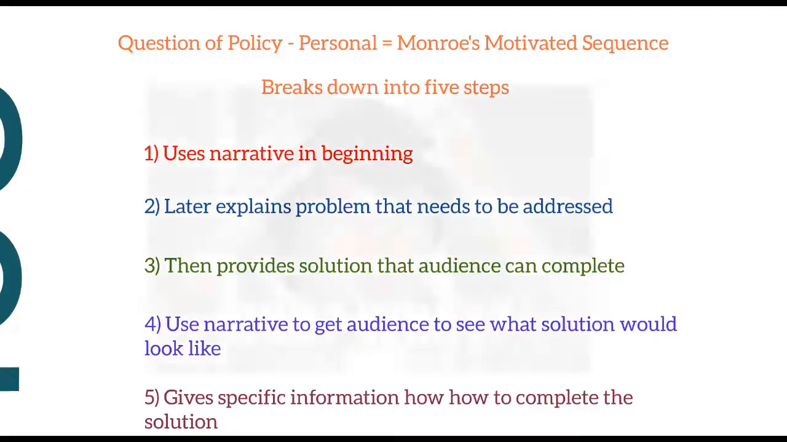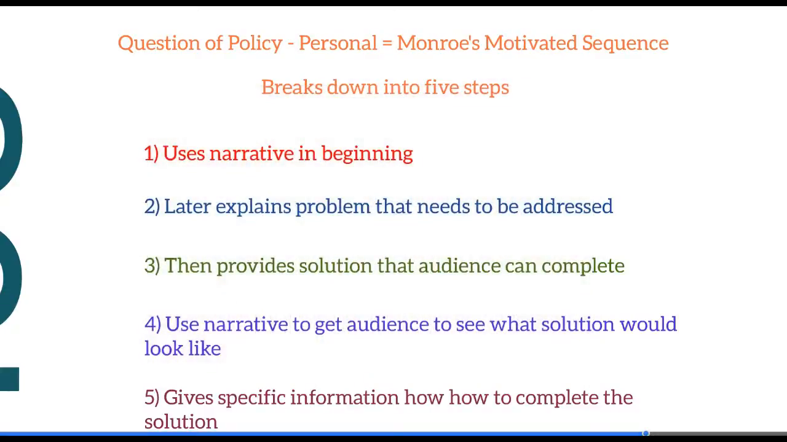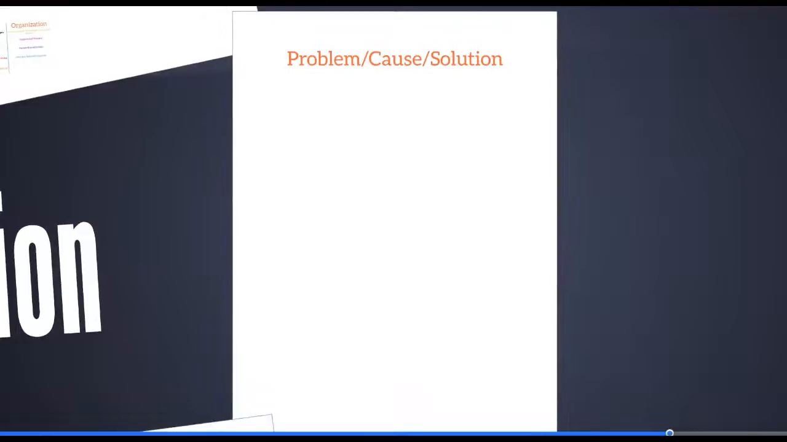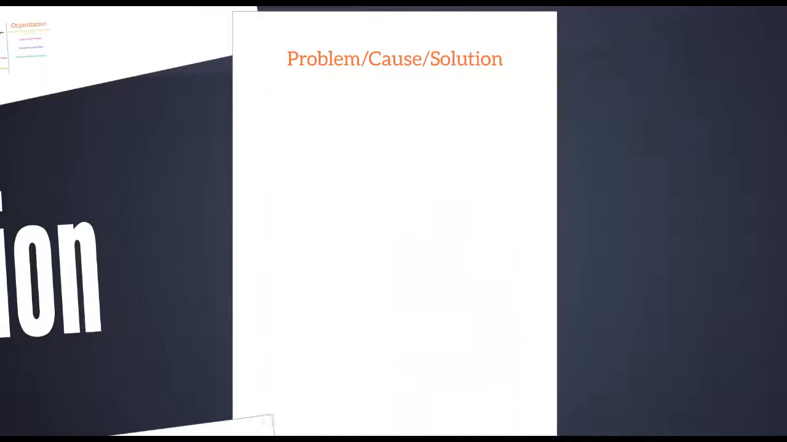Now, if you're thinking, what? I don't get this. I'm going to go over it in a little bit more detail in a second, so just hold on. What I want to do now, though, is go back to problem, cause, solution, and then I'll come back to Monroe's. Statement of reasons is relatively easy to understand, so for the rest of this video, I'm just going to cover problem, cause, solution, and Monroe's.